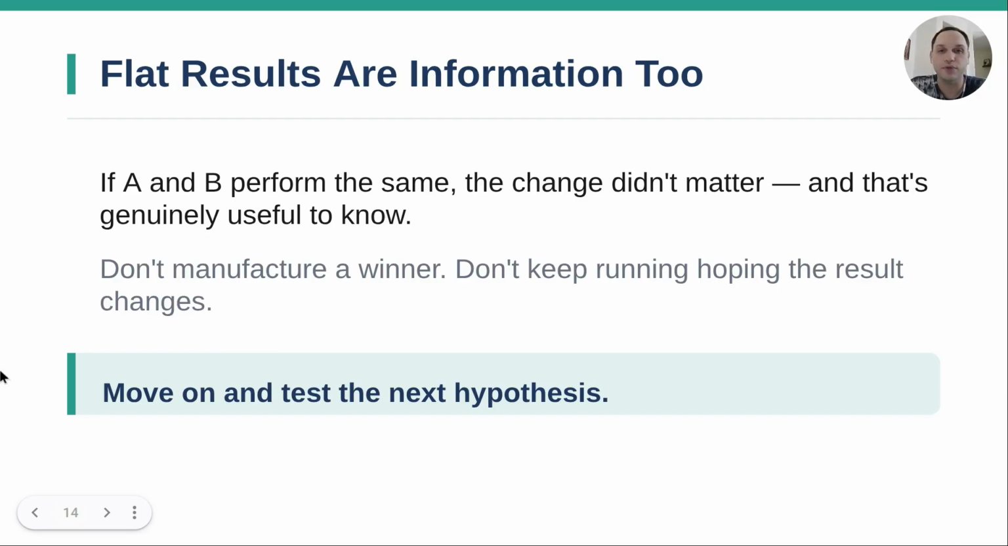Not every test produces a winner, and that's completely fine. If version A and version B perform the same, the change you tested simply didn't matter, and that is genuinely useful information. It tells you not to spend more time on that particular variable. What you should never do is keep the test running indefinitely, hoping the result changes, or go looking for a different metric where B happened to come out ahead. Accept the flat result, learn from it, and move on to testing the next hypothesis.